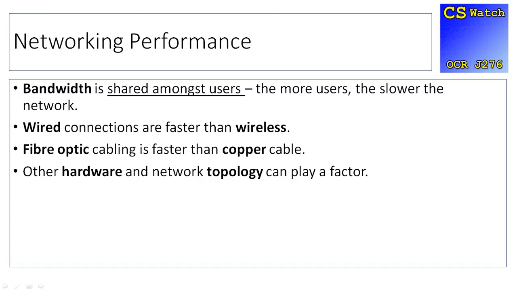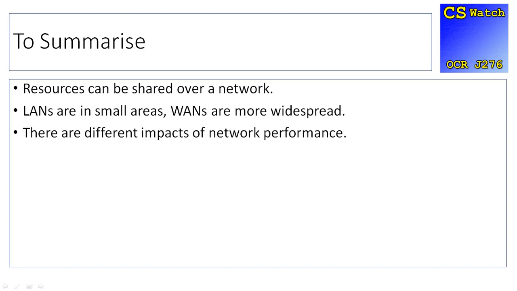Fiber optic cabling, and we'll be looking at cabling in more depth later on, is faster than copper cabling. Copper cabling is what is used for most of the UK's internet infrastructure, but it is slowly being replaced by fiber optics. And then there are different hardware and topologies, which again you'll be looking at in a future video, which can impact network performance.